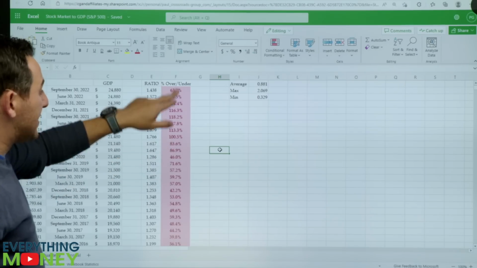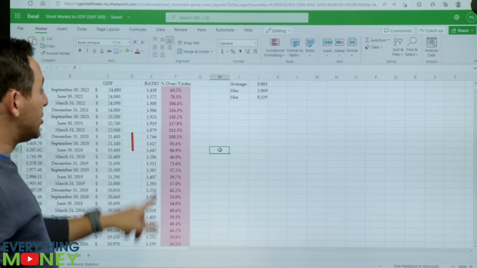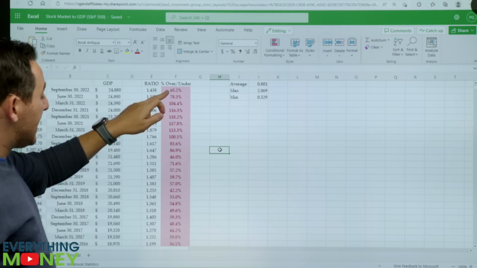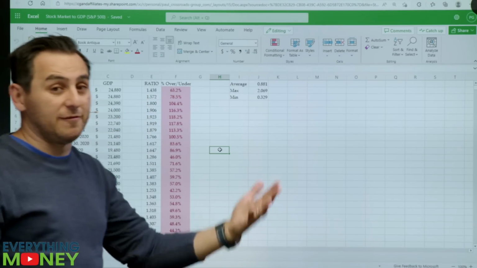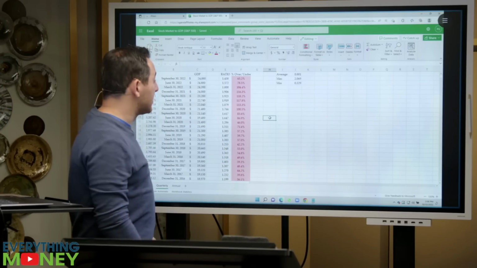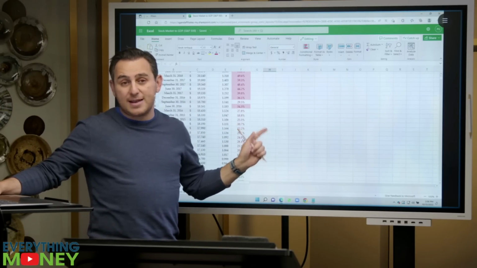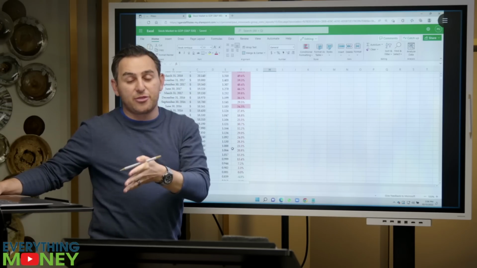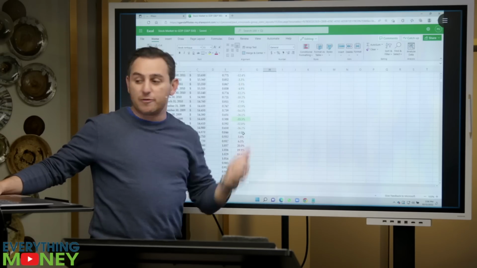Now, here's a couple things I want to point out. If it's in red font, it means it's overvalued. This is the ratio, this is how much over or under it is. If the cell has pink to it, it means it's really overvalued, over 1.33 times. If the cell is just red, it's between equal value and 33% above. And if it's green, and then highlighted green, same thing, but reversed.